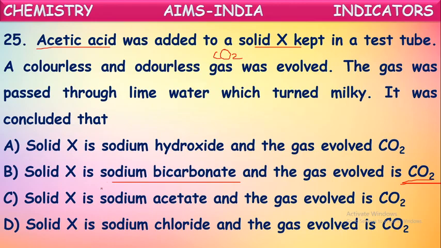This we found already. So the compound is sodium bicarbonate. Sodium bicarbonate on reaction with acetic acid produces salt, water and carbon dioxide gas. Okay, it is the correct answer. The salt formed will be sodium acetate, and water is formed. Along with these two, carbon dioxide gas is evolved. Okay, it is sodium bicarbonate.